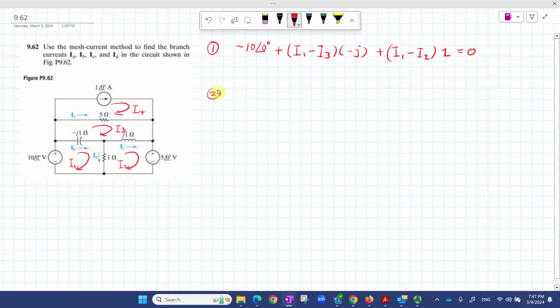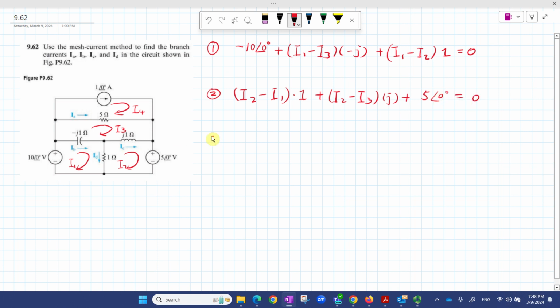Okay, for the second loop, you can see this one is I2 minus I1. In this loop we assume I2 is positive, larger than I1. So I2 minus I1 multiplied by 1, that's the impedance, and the second one is plus I2 minus I3 multiplied by J. And the last one, the current goes into the positive and leaves the negative, so we get a positive 5 volts.